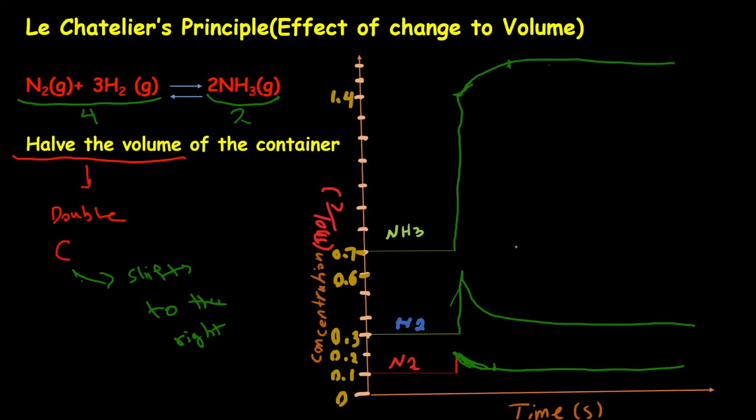So you see the number of moles of NH3 increases, H2 decreases, N2 decreases, and again the system reached equilibrium. But none of them reached the same concentration as before our change. We just minimize the effect of the change.